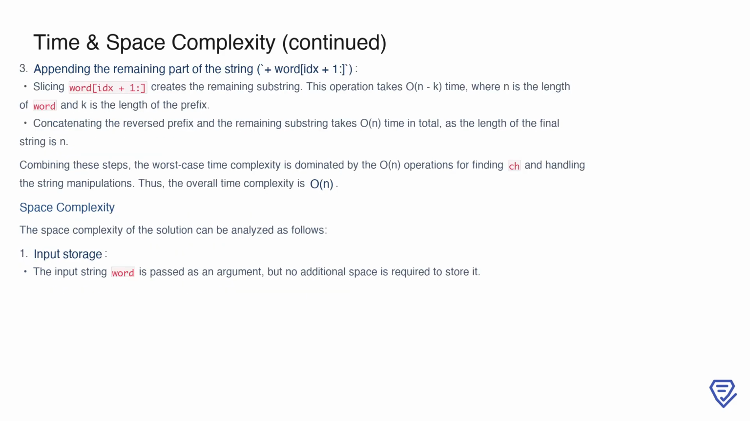The next step is to append the remaining portion of the string to the reversed prefix. Slicing to create the remaining substring takes O(n - k) time, where n is the total length of the string and k is the length of the prefix. However, when we concatenate the reversed prefix and this remaining part, the operation involves processing the entire string, so the concatenation itself takes O(n) time.